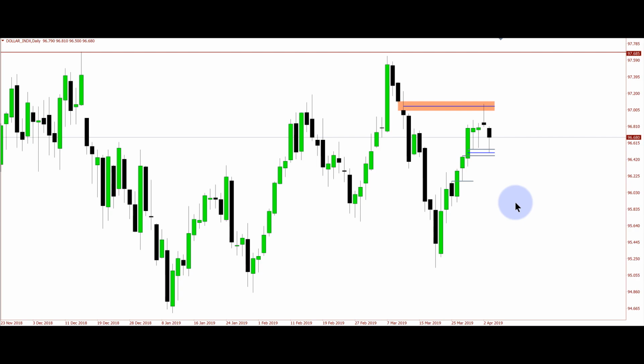Welcome back, folks. This is a market review for the ICT Mentorship for April 3rd, 2019. This is a daily chart of the dollar index.